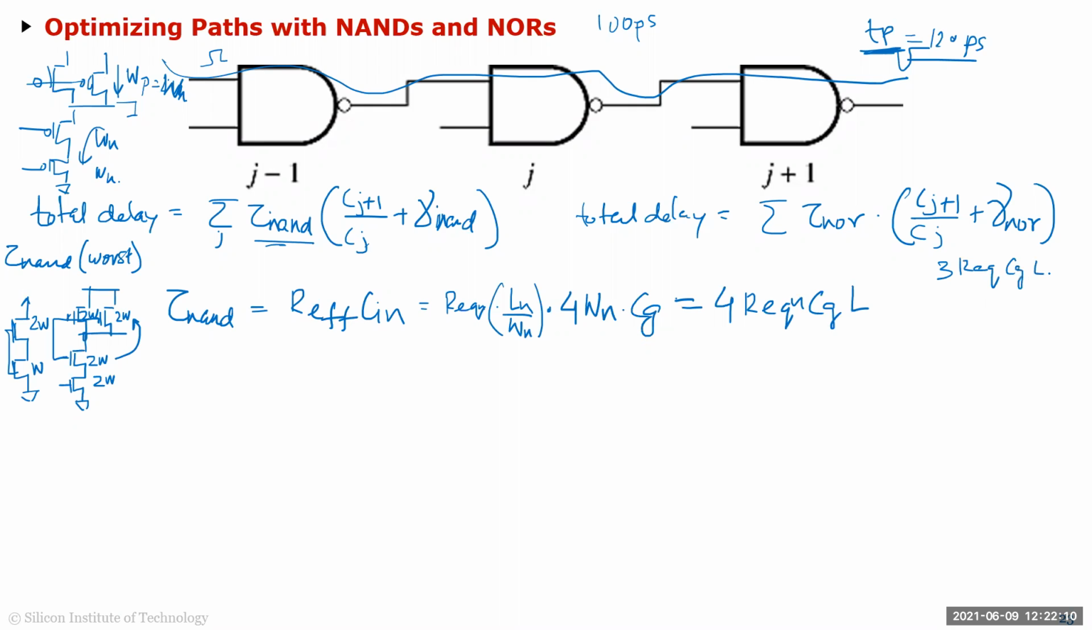So that's your self delay of a NAND gate, which I can write as 4 R equivalent CG Ln. And if you remember, for inverter, it was 3 R equivalent CG Ln, right? So similarly for the NOR gate, so NOR gate sizing to get the same delay is going to be, sorry, this was NAND. Yeah, this was NAND.